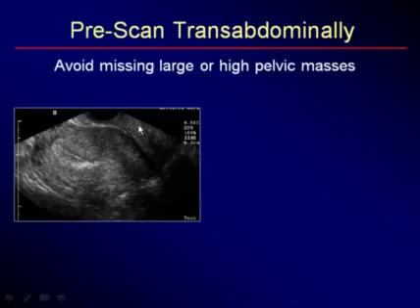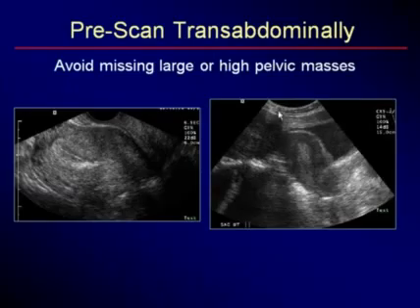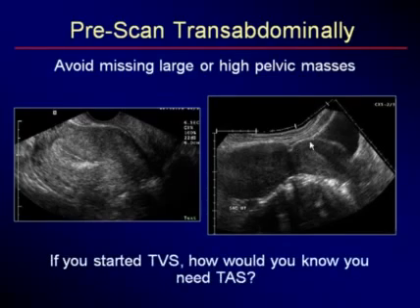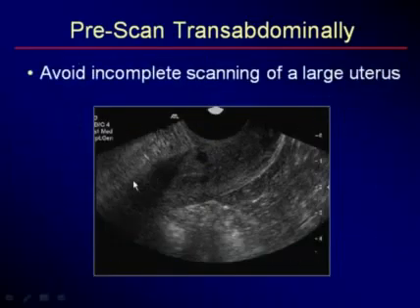If you scan only transvaginally, as in this case here, you could miss a large mass. Now this looks like a perfectly normal uterus. However, the transabdominal pre-scan showed us that there was a large mass somewhere up high above that uterus, and even here on an extended field of view scan, we see that it is a very large mass. It's actually a pedunculated myoma attached to the fundus of the uterus. If you just started with the transvaginal, how would you know that there was something attached to the fundus of the uterus? So we go systematically from transabdominal to transvaginal.